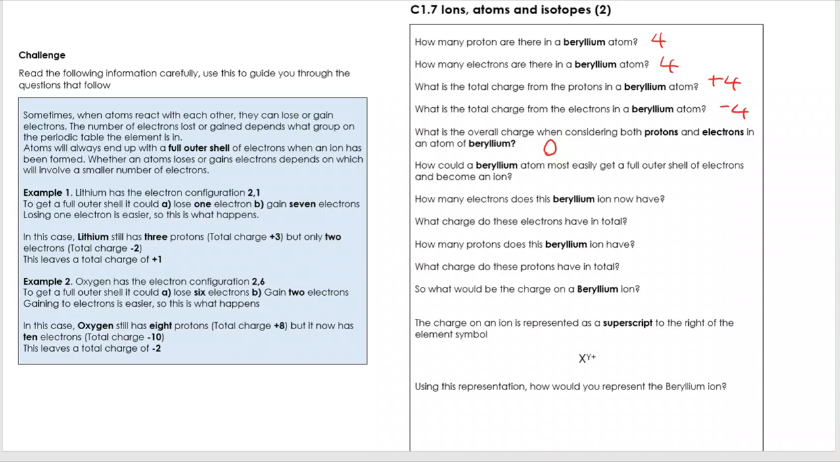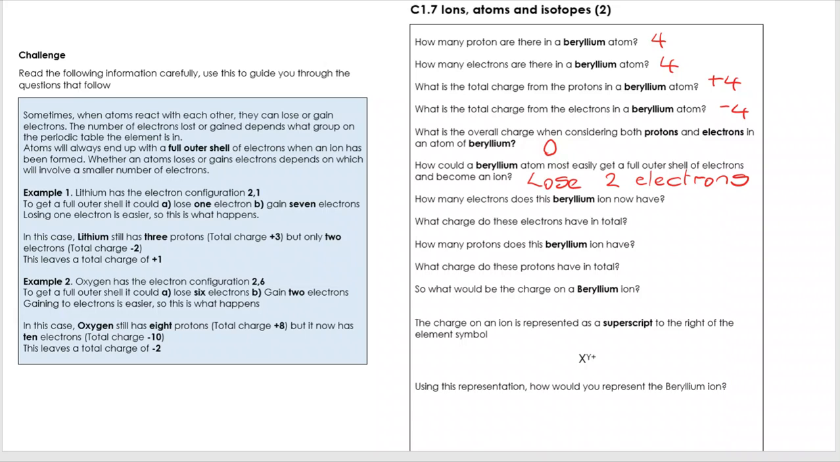Now we need to start to think about what happens in chemical reactions. And we look at this in the bonding topic in a lot more detail. But when atoms react, they end up with a full outer shell by losing, gaining, or sharing. In ions, it's about losing or gaining. What would be the easiest way for beryllium to get a full outer shell of electrons and become an ion? Well, it could lose 2 electrons because it's got 2 electrons in its outer shell. To get a full outer shell, alternatively, it would need to gain 6. So it loses 2 electrons.